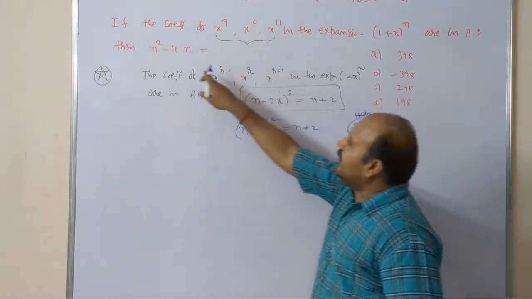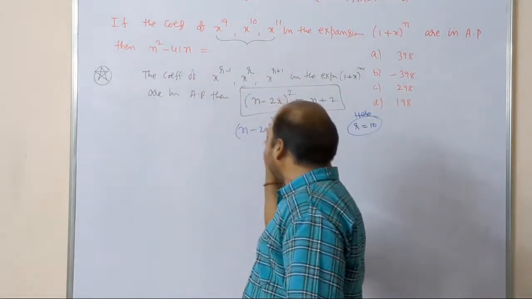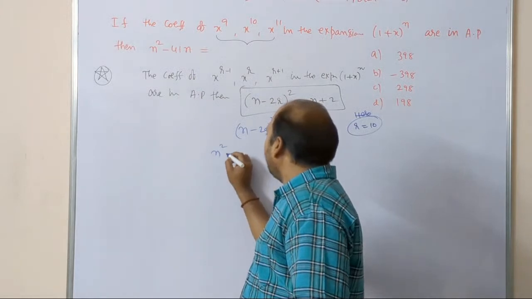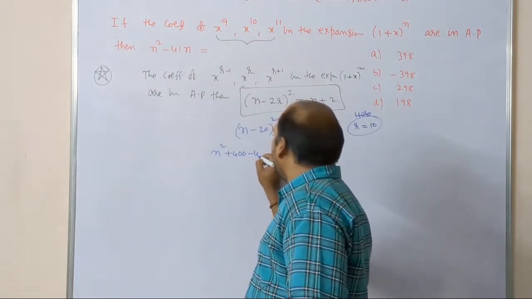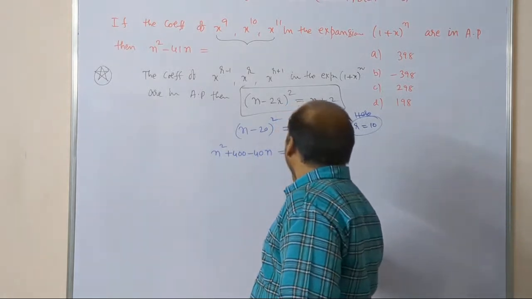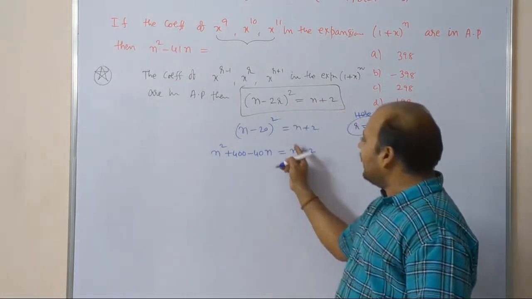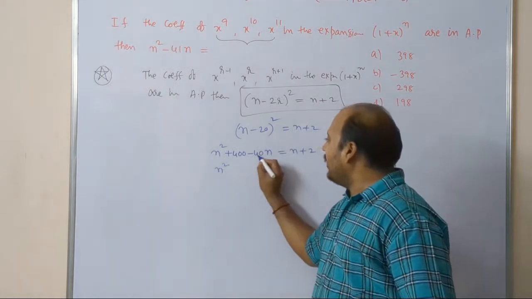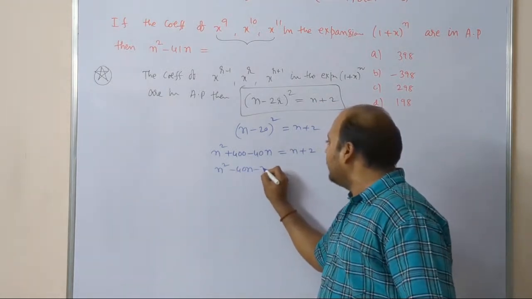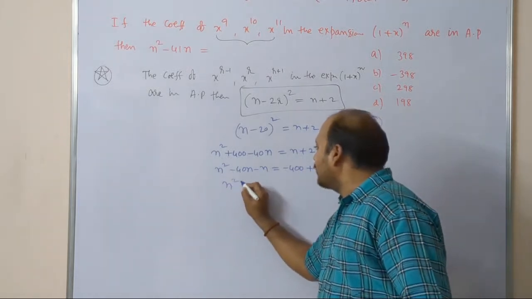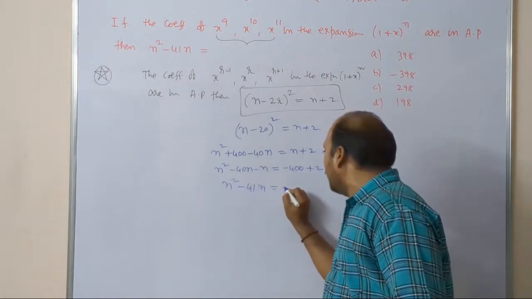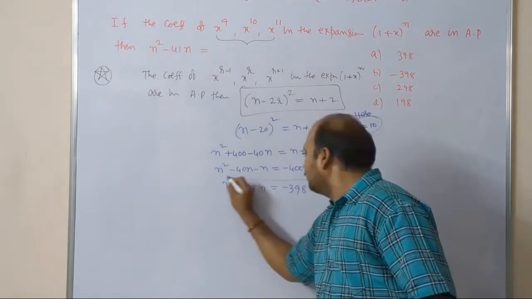They are asking to find n square minus 41n. Using the (a minus b) whole square expansion: n square plus 400 minus 40n is equal to n plus 2. This n we can take this side. N square minus 40n minus n equals minus 400 plus 2. So n square minus 41n is equal to minus 398.